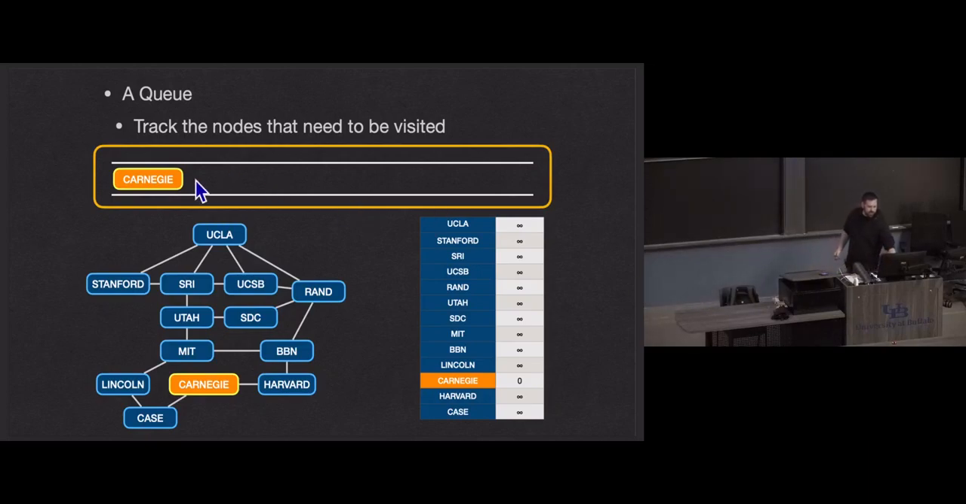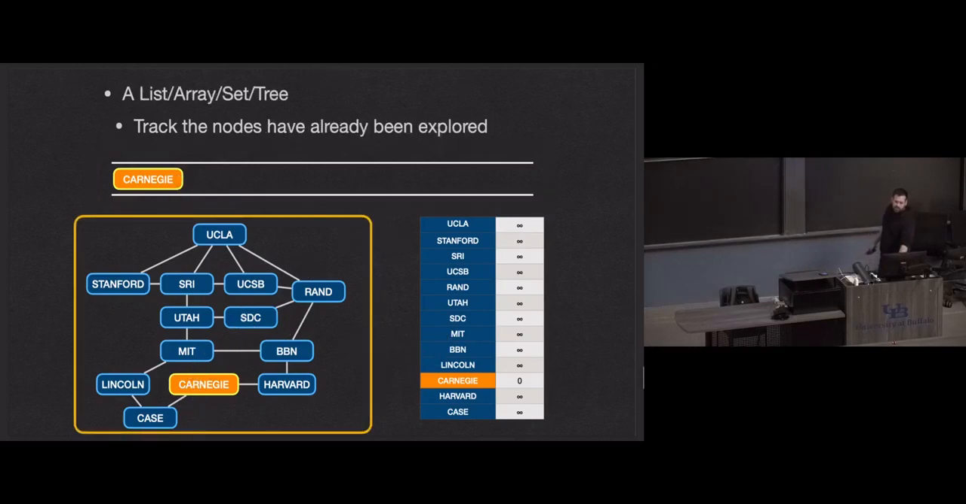But some form of queue. Then we're going to need some data structure, which I'm going to represent as orange highlighted nodes in my graph, to keep track of which nodes have been explored. I'm using the interface names here, but a linked list, an array list, a hash set, a tree set, any of these things would be fine, or even a binary search tree. I don't care what you use. But some data structure that's going to keep track of what nodes have been visited.